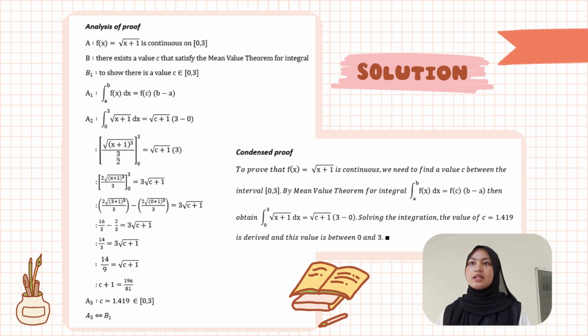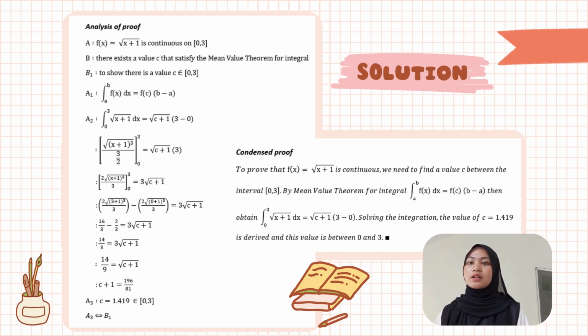For B1, this is what we want to show. So we want to show there is a value c in [0, 3]. So how are we going to do it? Basically, from A1, we can use the mean value theorem formula, which is the integral from a to b of f(x) dx equals f(c) times (b minus a).